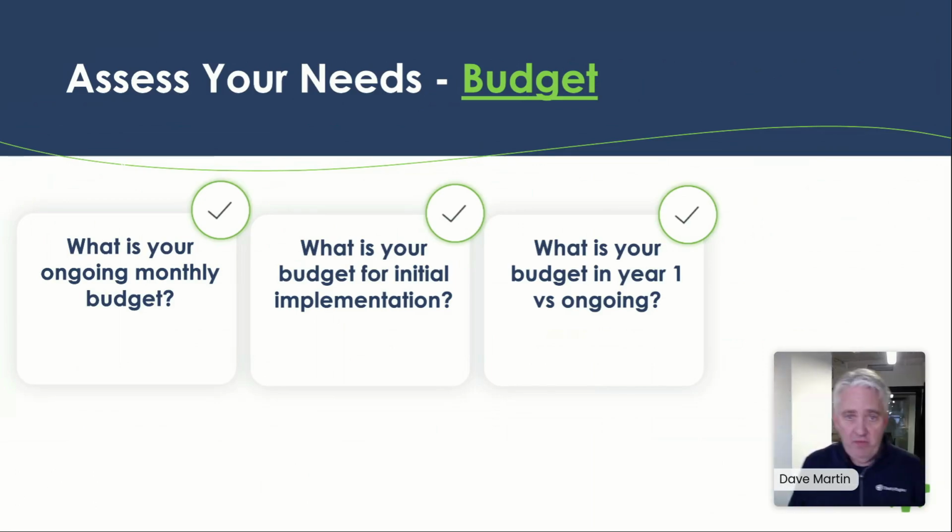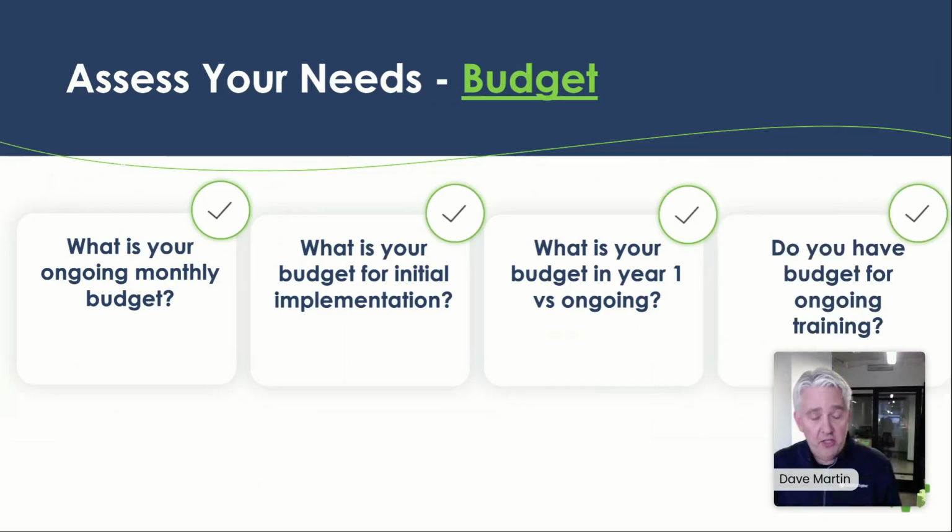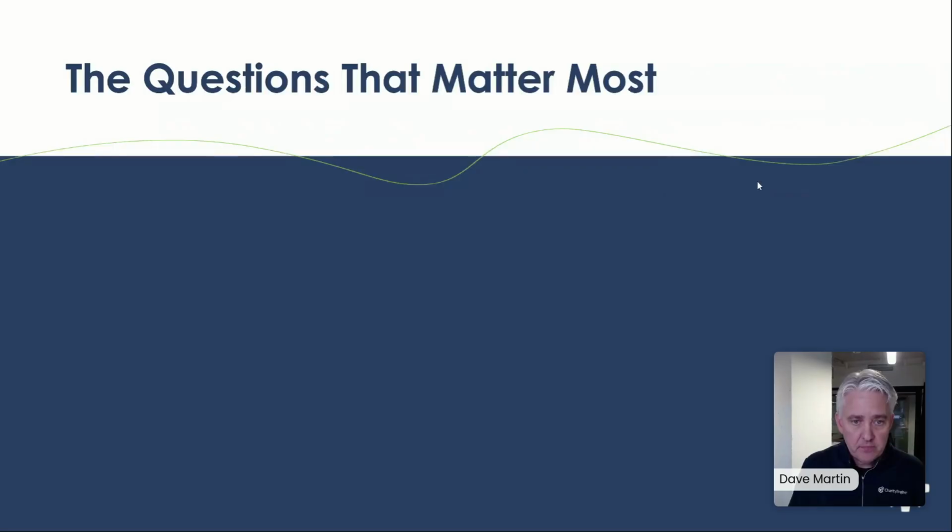That can be very different. And you need to be looking at this in a lifetime of 3 to 7 years, right? And then do you have budget for ongoing training? Many platforms will have online courses that you can take that help a lot with that. Sometimes organizations like to have some individual ongoing training as well. So do you have budget for that?